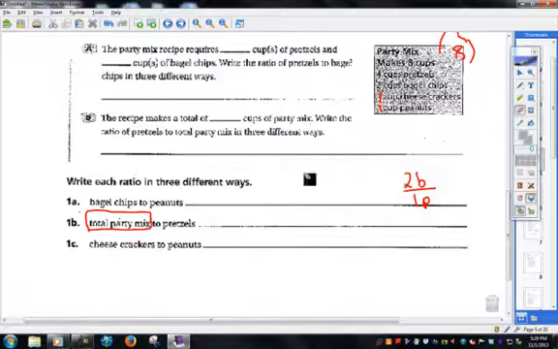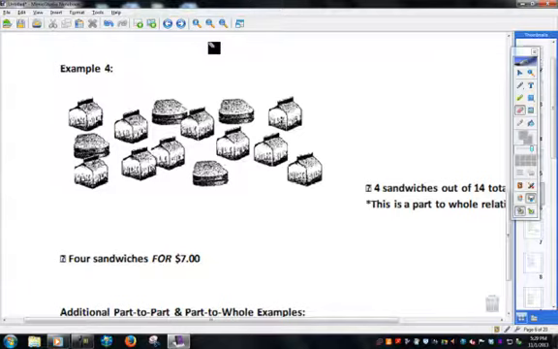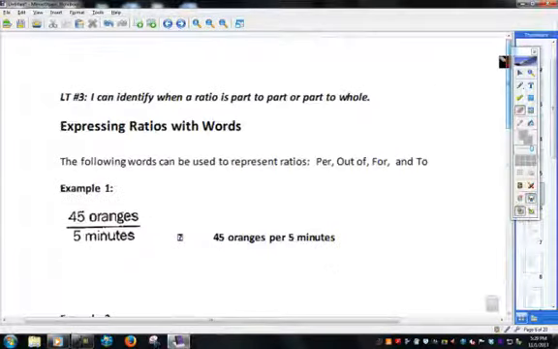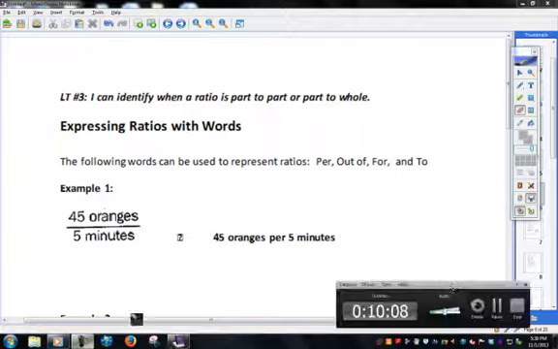Hopefully that is very, very easy. Let's go on to the next page. That might be it. Actually, you know what? That is it for the Learning Target number 1 and 2 video.